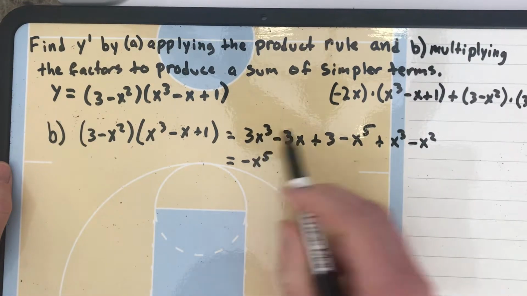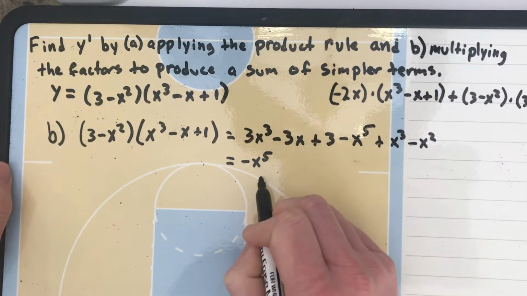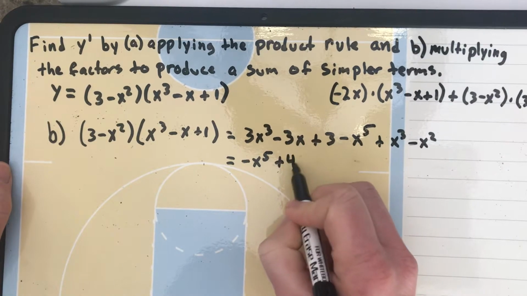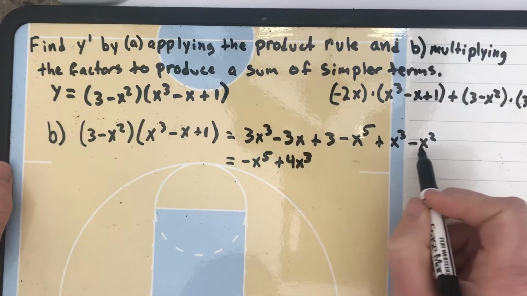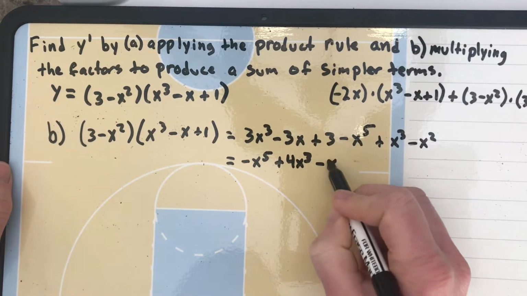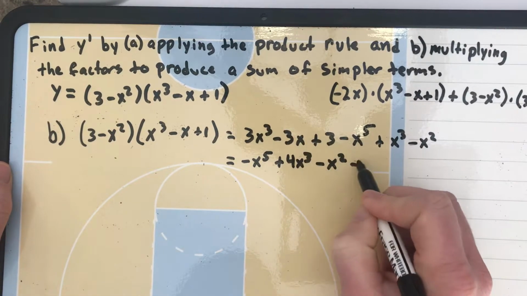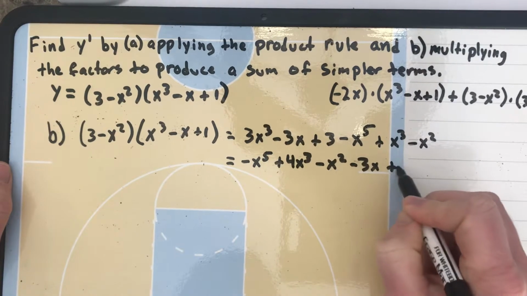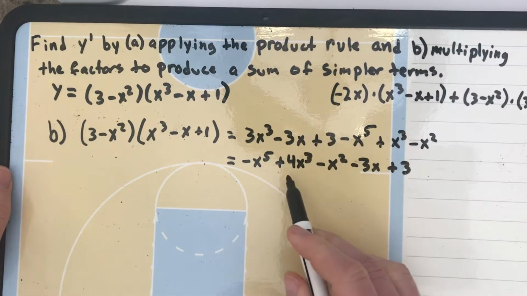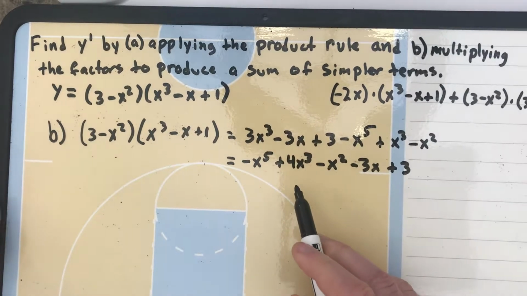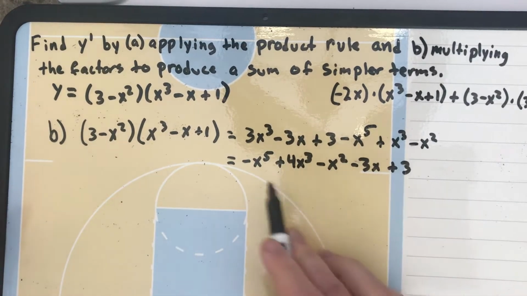Let's see, 3x cubed and x cubed gives you 4x cubed, if we combine this one and this one. And then we have negative x squared minus 3x plus 3. So for part B, this is what they're going to ask you to do in your problems. And that's all they wanted to start with.